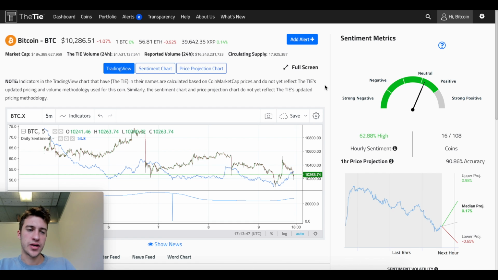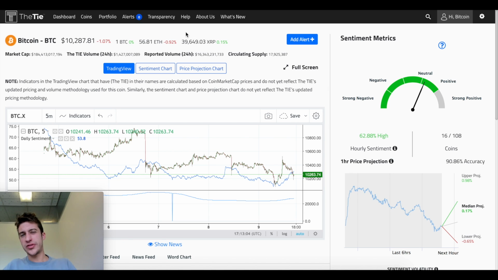So what we're going to be looking at today is tie.io. This is a site that collects data from Social Market Analytics, a data provider that looks at hundreds of millions of tweets to parse through them for relevant information that we can turn into sentiment.